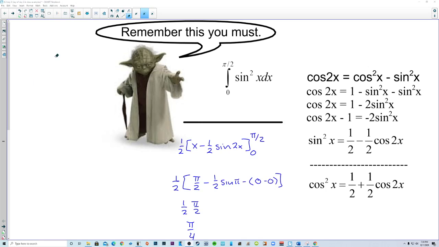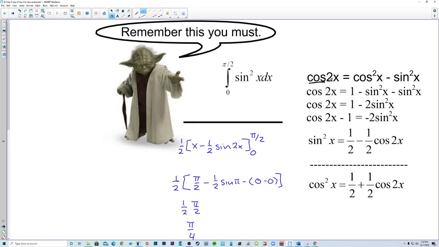This is section 8.3, day 2, and we have volumes of rotation. And remember this, you must. Anyway, we want to integrate sine squared. And we can't integrate sine squared directly, but we can change it to something that we actually can integrate.